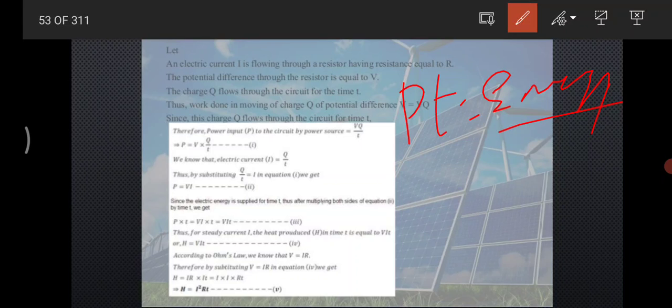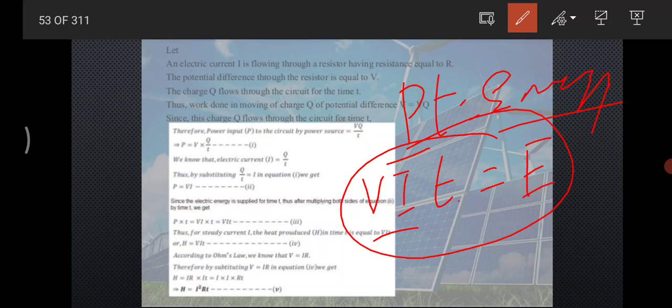So we have a formula for power, it is given by VI. In place of power we write VI, and time we keep as it is, and this will give one more formula to find the heat energy. It is given by VIT. Power into time will give you energy. Energy is also given by VIT.